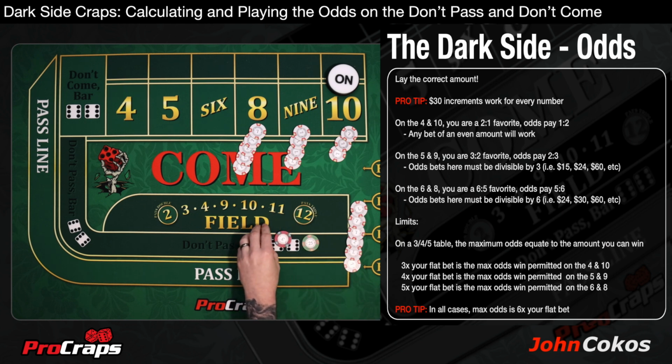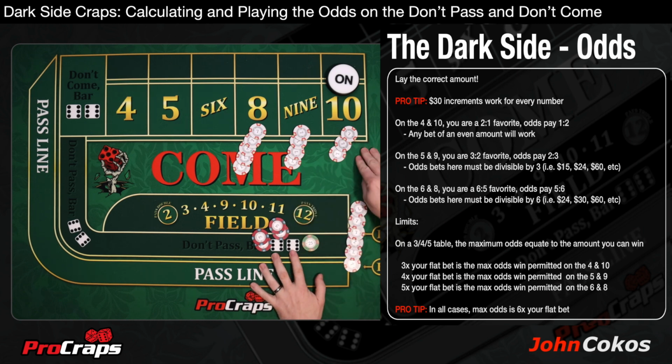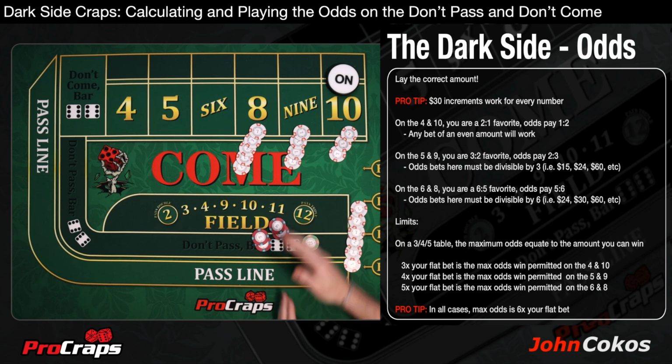I'll do it side by side so you can see the amounts here. $20. The lowest you can lay is 20. You're going to win half of your bet on a lay bet on the 10 or the 4. It's half. So must be an even number. You're going to win half. On the 5 and 9, you've got to do it in units of 3. Something divisible by 3, 30, 45, 60.